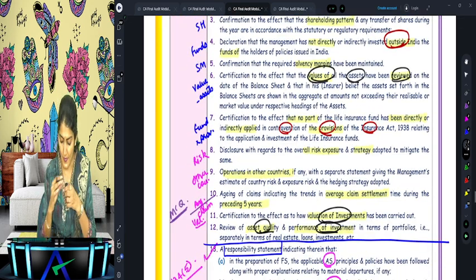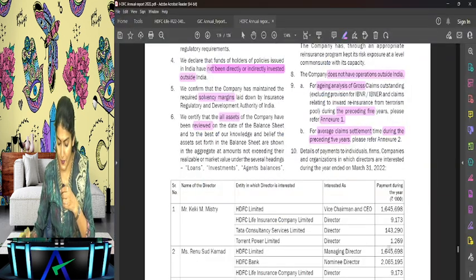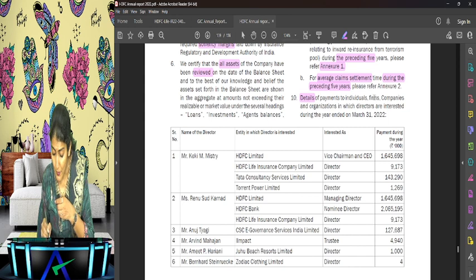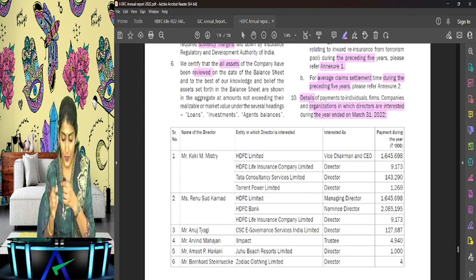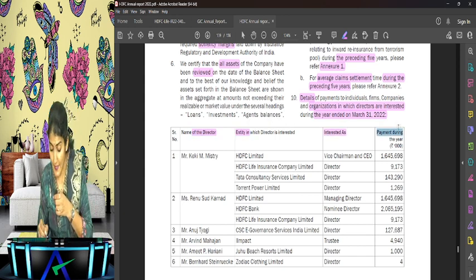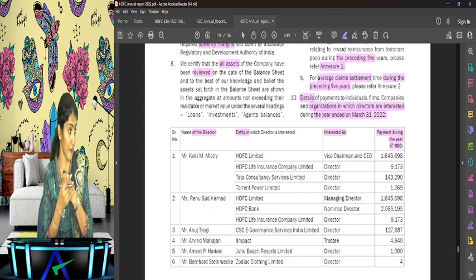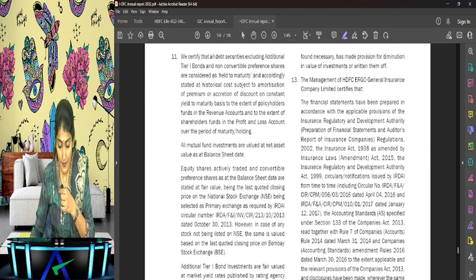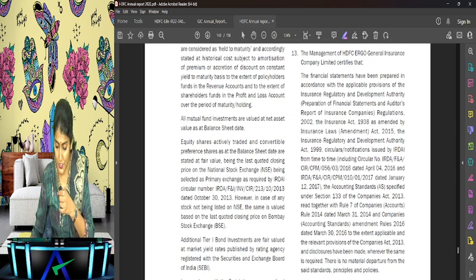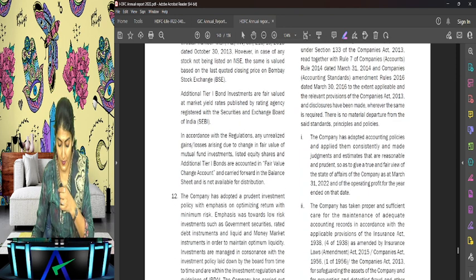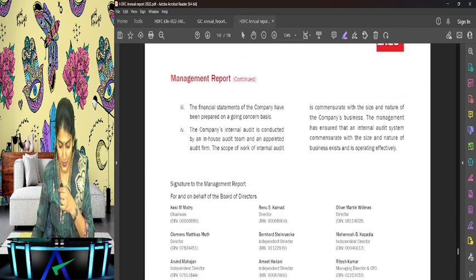So what are these? These are the contents of the management report, right? Details of payments to individuals, firms, companies and organizations where the directors are interested. So name of the director, entity in which the director is interested, and payment during the year in rupees thousand, right? So all the payments being made on behalf of the directors. Then also the debt securities additional, the management also certifies that, so that is again the 3AG, that they ensure compliance, right?